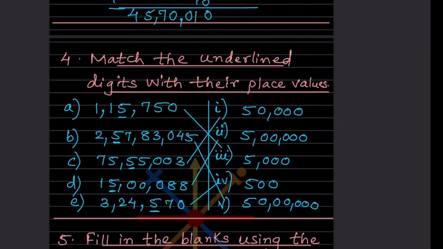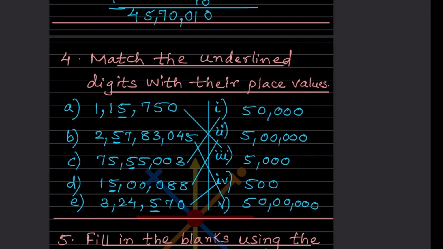Now see here. It says to match the underlined digits with their place. Here 5 is underlined. Let us see ones, tens, hundreds, and this is thousands. So thousands means 5 is underlined, which means 5 into 1000, so that is going to be 5000. This 5000 is the answer.